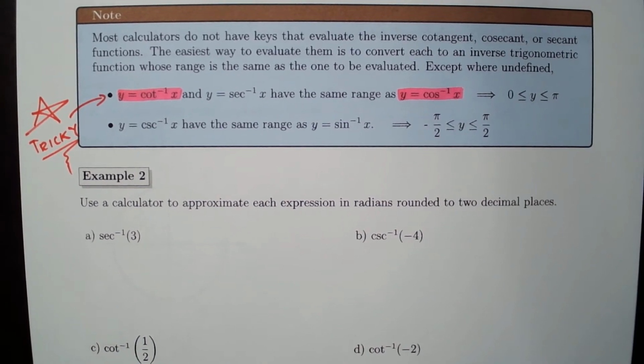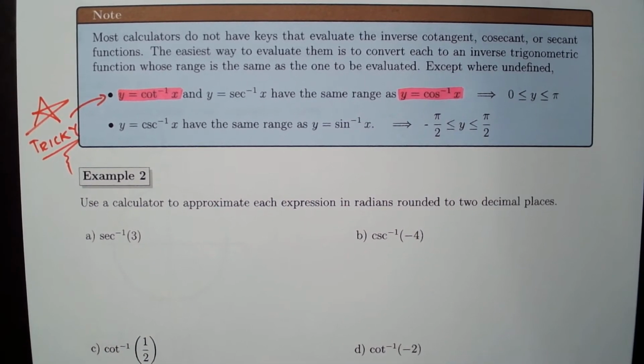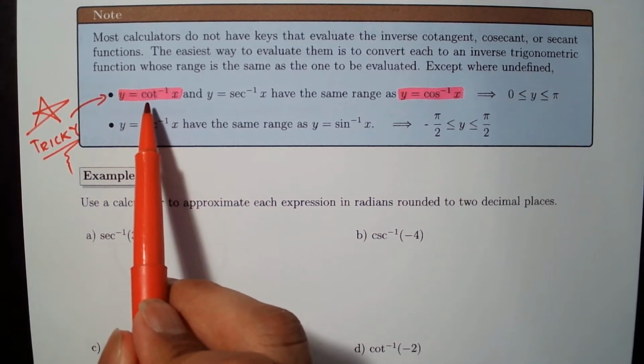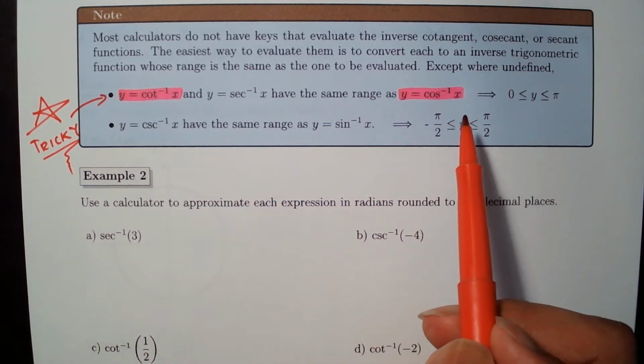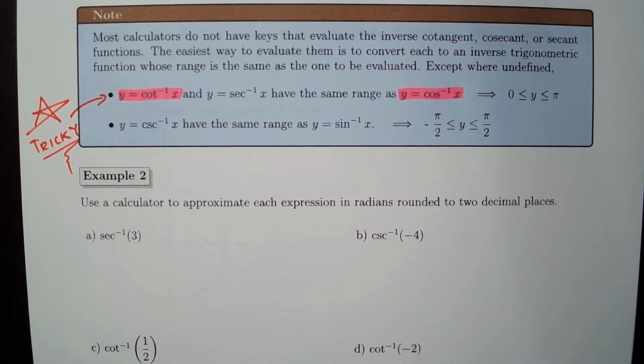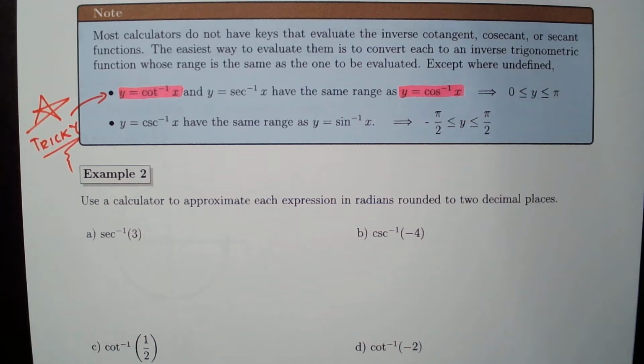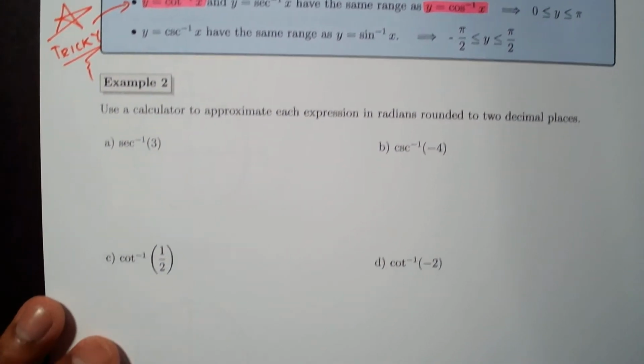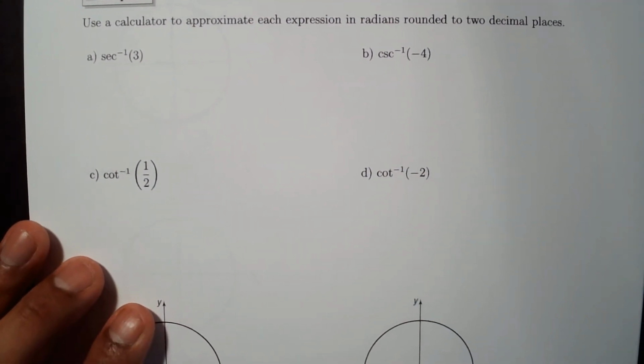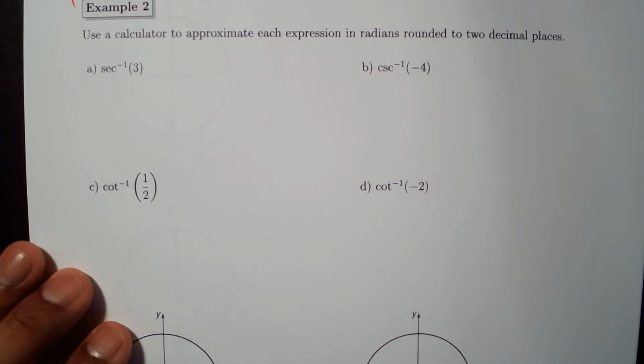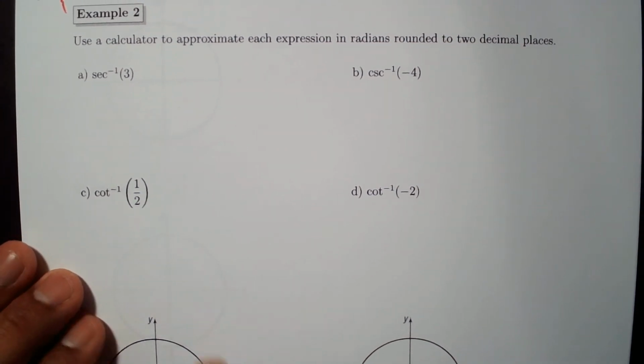You'll see how we're going to go about that one. In fact, we will need to construct a circle of radius r in order to convert the inverse cotangent function into an inverse cosine function. You'll see how this is going to work. All right. Use a calculator to approximate each expression in radians rounded to 2 decimal places.